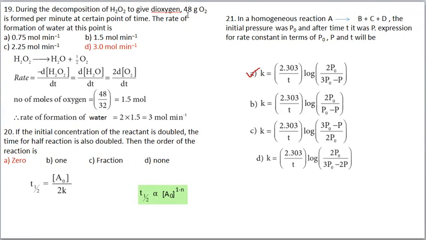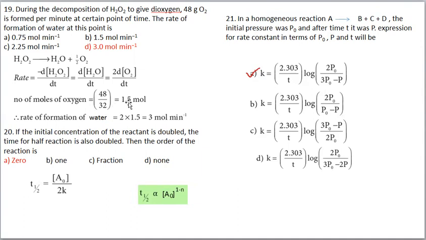Number of moles equals mass by molar mass. So your mass is 48 by the molar mass of oxygen, O2. Oxygen atomic mass is 16, so O2 is 32. When we divide these two, we will get 1.5. That means we can cancel by 16; here we will get 3, here we will get 2. So 3 by 2 is 1.5.